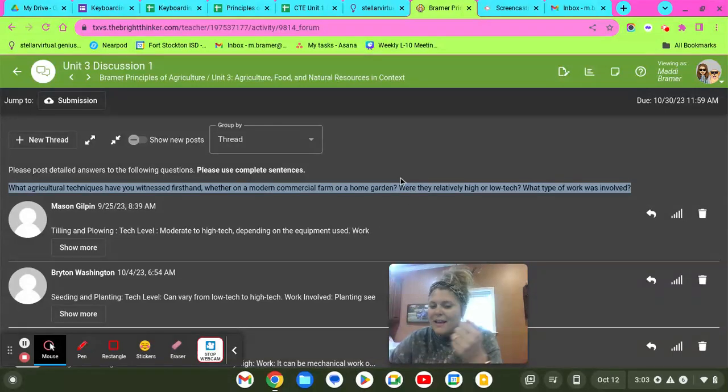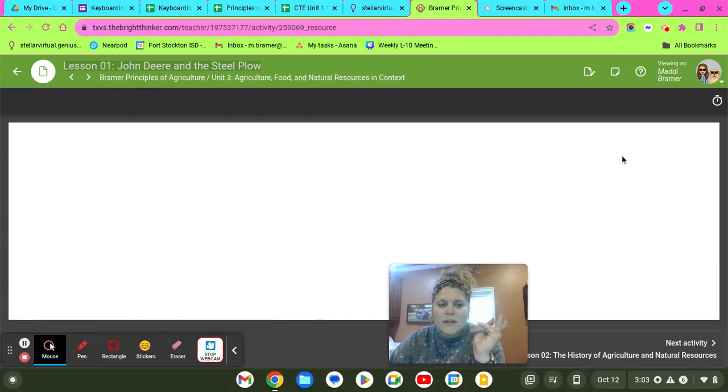Milking a cow by hand, that would be low tech. Milking a cow in a dairy, if you've ever been on a field trip and seen that, where they use electronics, that would be high tech. So tell me about that. And then we're going to go into lesson 1.